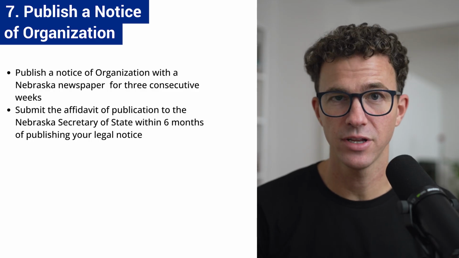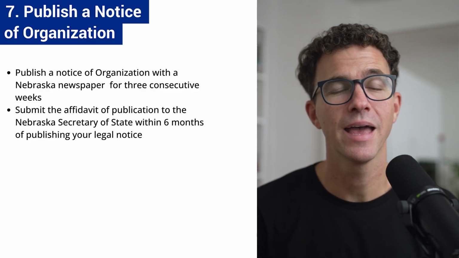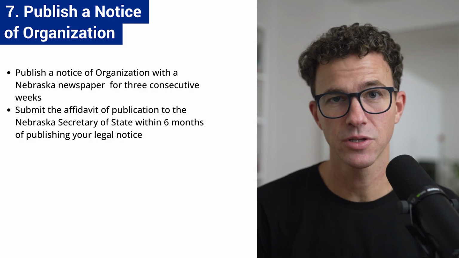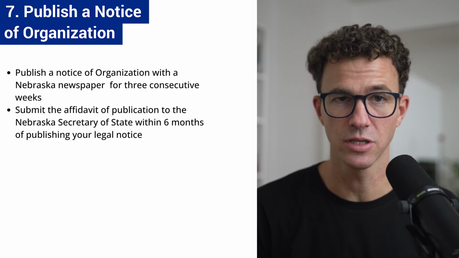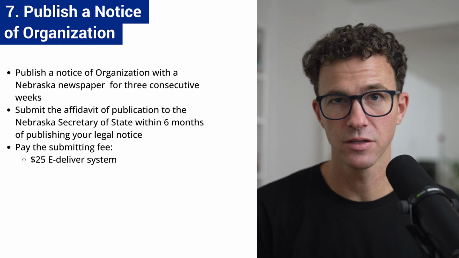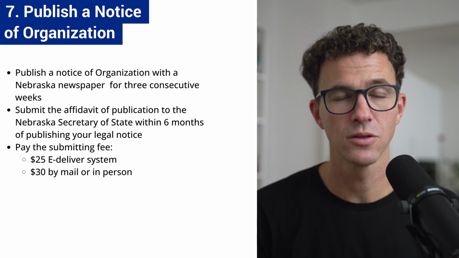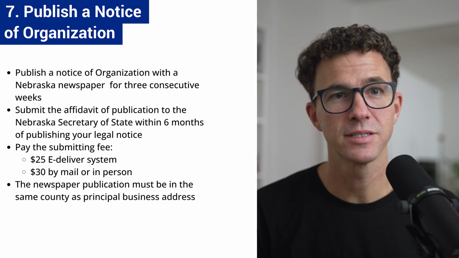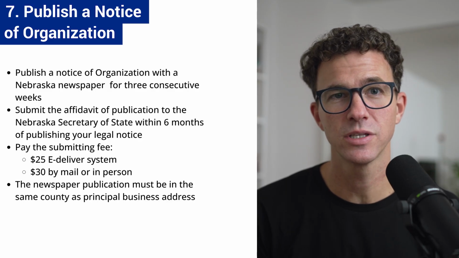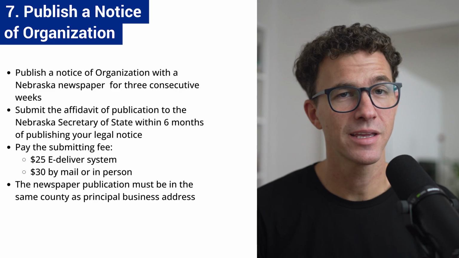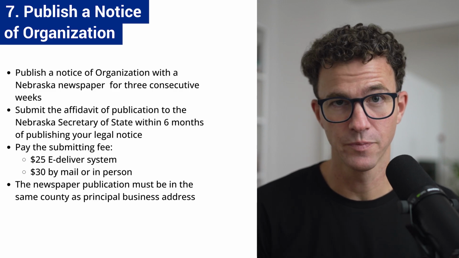Step 7, publish a notice of organization with a Nebraska newspaper for 3 consecutive weeks. You'll then receive an affidavit of publication from the newspaper, and that must be submitted to the Nebraska Secretary of State within 6 months of publishing your legal notice. You can file using their e-delivery system and pay a $25 fee, or $30 if you file by mail or in person. The newspaper publication must be within the same county as your principal business address. To take care of this, your registered agent may help you. You can contact the local newspaper on your own or use an online service such as PubSwift.